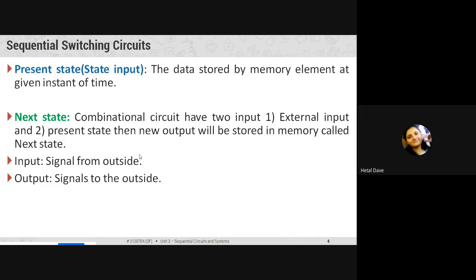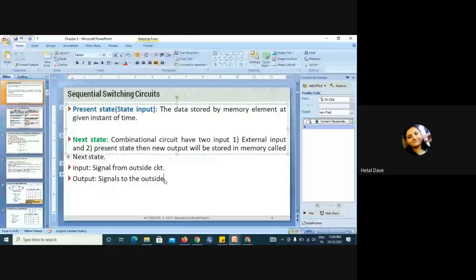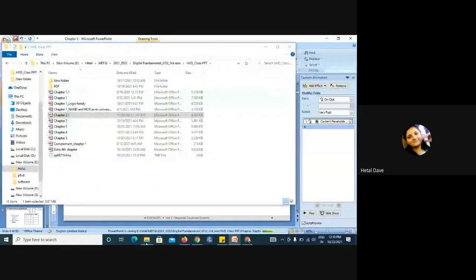Here outside means outside the circuit, but it is written in short form. CKT means circuit.